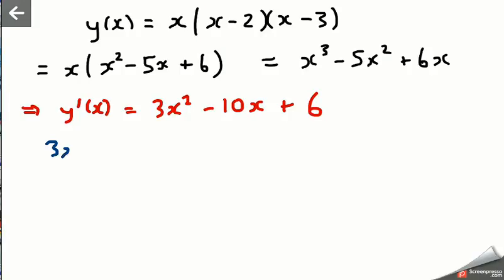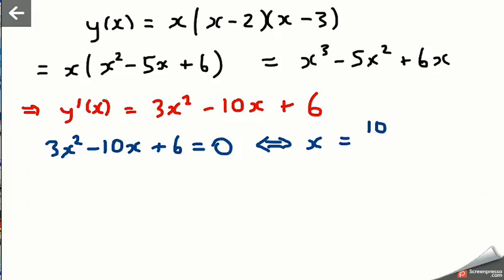So 3x squared minus 10x plus 6 equals 0. I'm going to use the quadratic formula to solve this. So this is true if and only if, by the quadratic formula, x is equal to negative b, so negative negative 10, which is 10, plus or minus the square root of b squared, so negative 10 squared, which is negative 10 times negative 10, which is 100. 100 minus 4 times a times c, so 4 times 3 times 6. So 4 times 3 is 12, times 6 is 72.